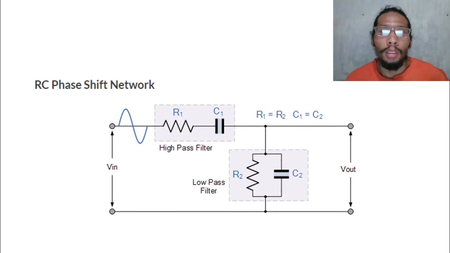And we can see that R1 and C1 in series form the high pass filter, while R2 and C2 are the low pass filter. So we can say that this RC phase shift network is a band pass filter.